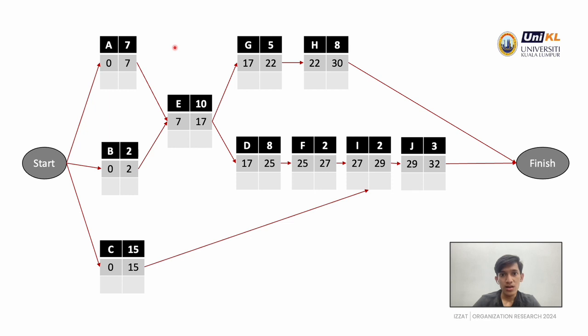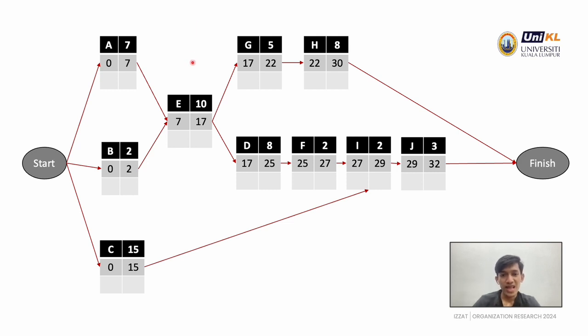After that, we need to calculate the earliest finish. The calculation is the earliest start plus the completion time. For example, on activity A, the earliest start is 0 plus 7. So the answer is 7, and 7 is the earliest finish. Next, we move on to the next activities.